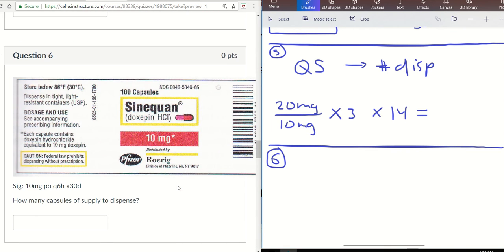All right, number 6. 10 milligram capsules, orders 10 milligrams. Supply is 10 milligrams, order over supply. Q6H, they get 4 doses in a day and 30 days. So 1 times 4 times 30.